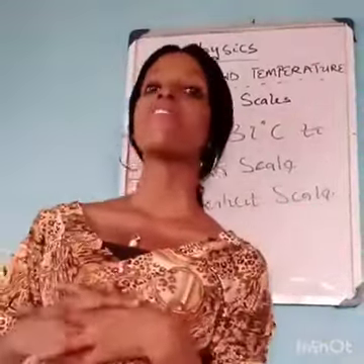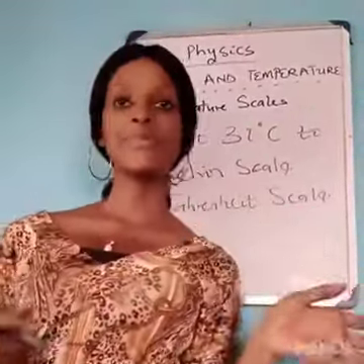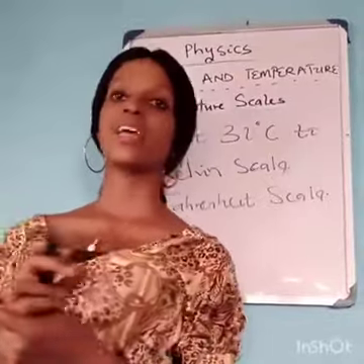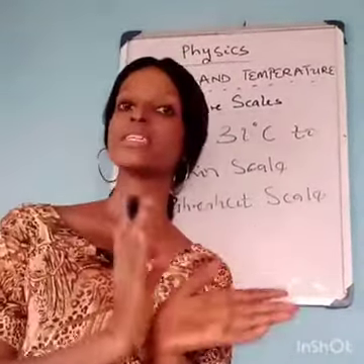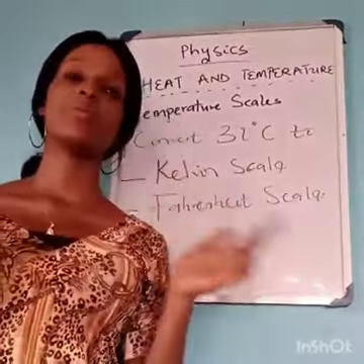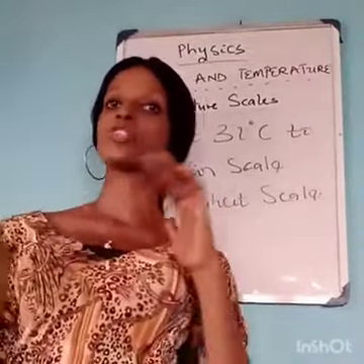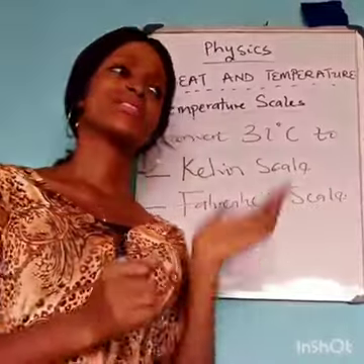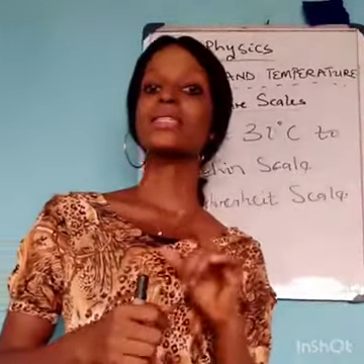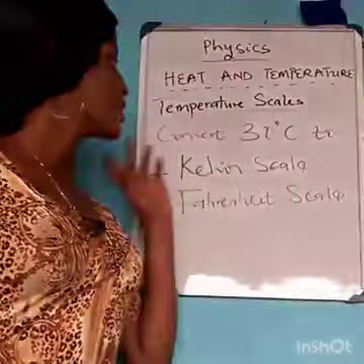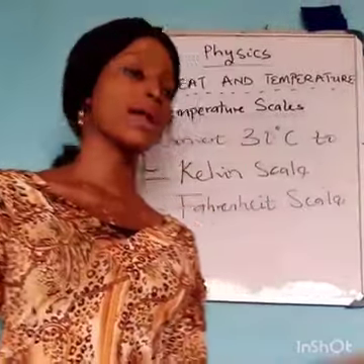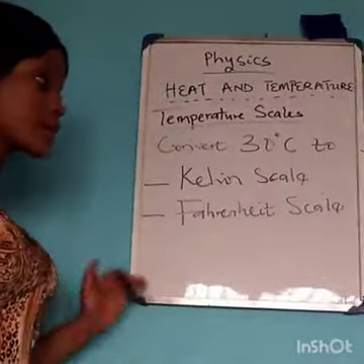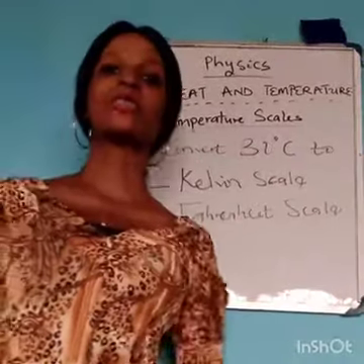Having been with me from the beginning to the end of this session, I believe you must have learned how to convert from degrees Celsius to the Kelvin scale and to the Fahrenheit scale, and also to convert back. So try solving this to assess how much you've understood. Try converting 30 degrees Celsius to the Kelvin scale and as well to the Fahrenheit scale. I believe you can do it.